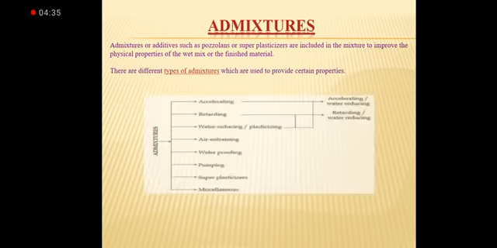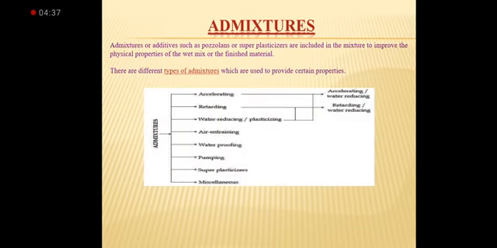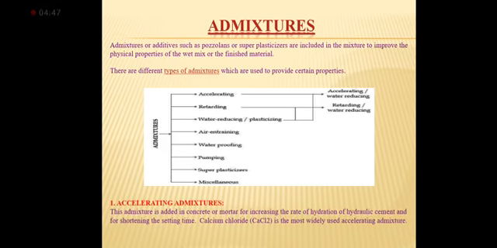Here we have a few types of admixtures. Those are accelerating, retarding, water reducing, air entraining, waterproofing, pumping, superplasticizer and miscellaneous. What are their functions? Let's see a few.